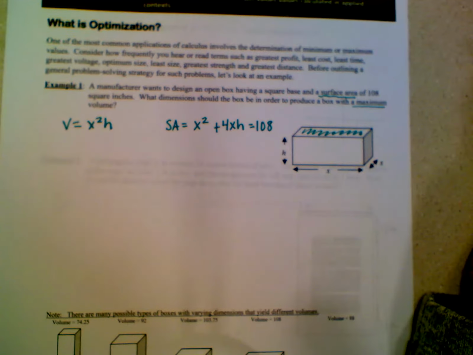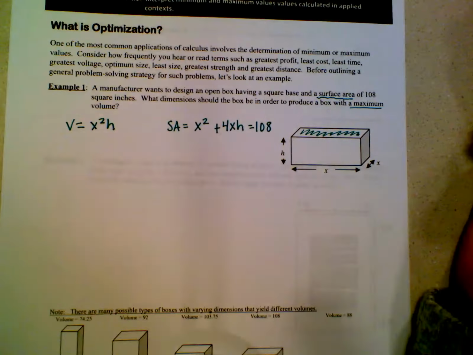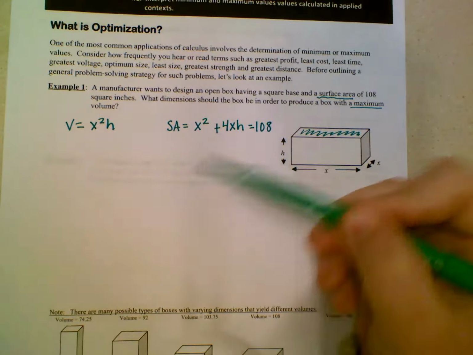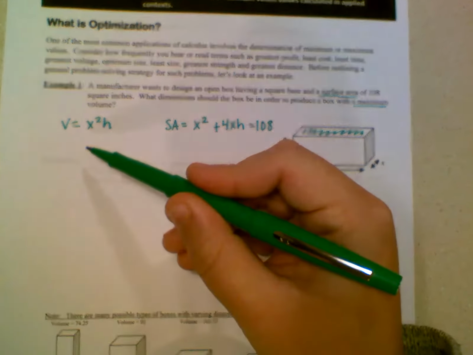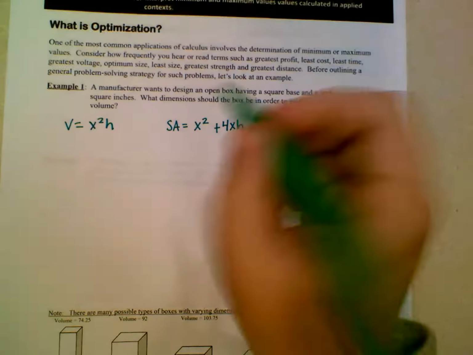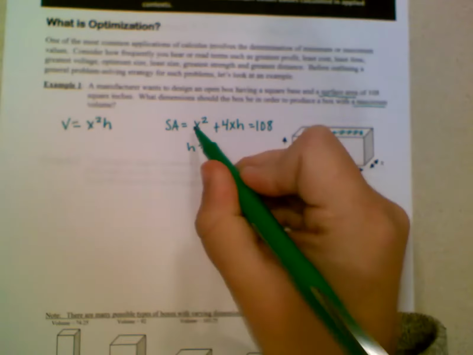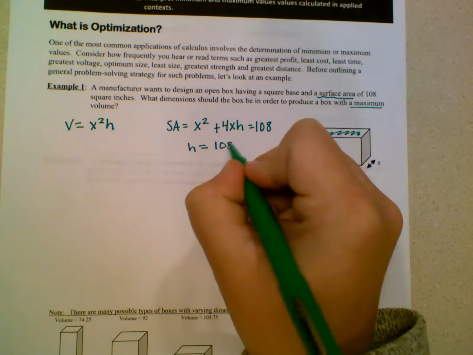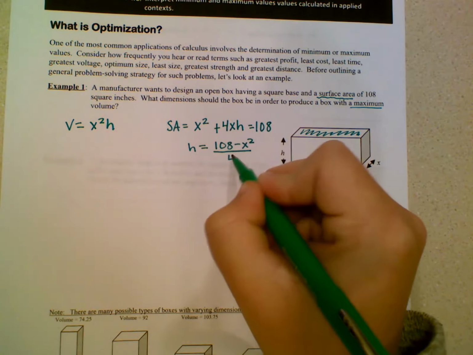That's the surface area. So what we're going to do here is we're going to solve this equation for h, and we're going to substitute h in. Essentially, we're solving a system of equations. We're kind of doing the beginning steps of solving the system, because once we get this into the volume formula, then we'll take its derivative and find the maximum. So I'm going to solve for h. So to solve for h, we would subtract x squared. So this would be 108 minus x squared. And then I would get rid of this 4x in front of it by dividing by 4x.